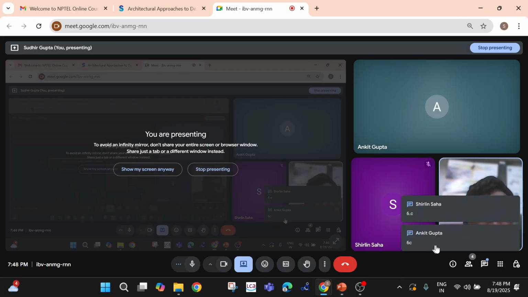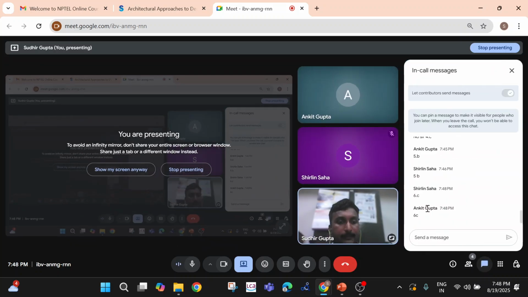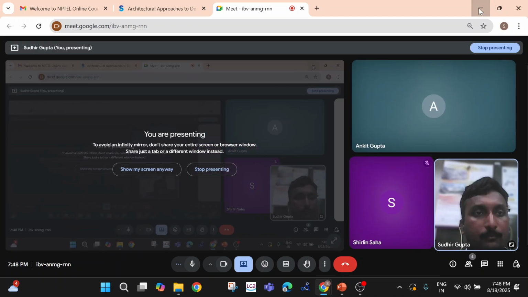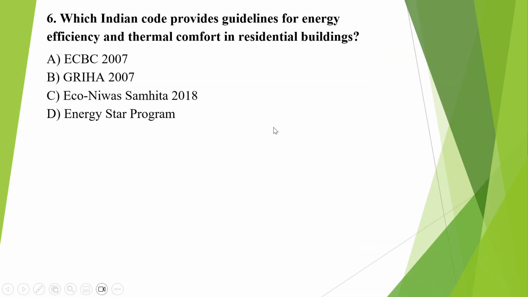So let us see. Yeah, option C has been marked, as I can see. The third option, Eco Niwas Samhita 2018. This is the well designed Indian code which is helpful for improving energy efficiency and thermal comfort in residential buildings out of the four options. Option C is the correct answer, and all of you have marked it correctly. So let's move to the next question then.